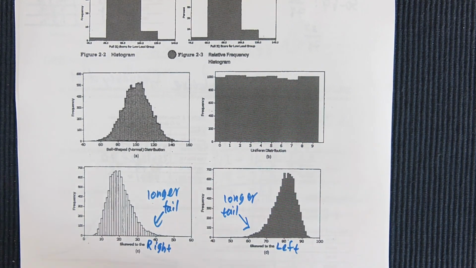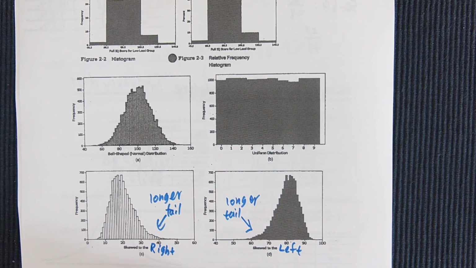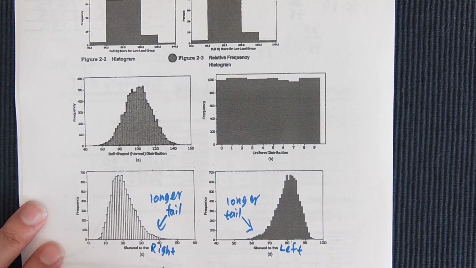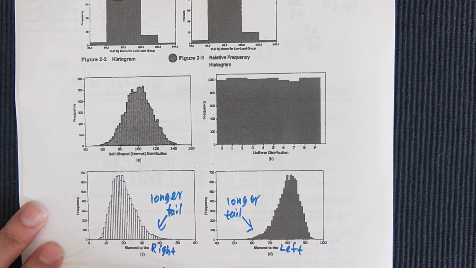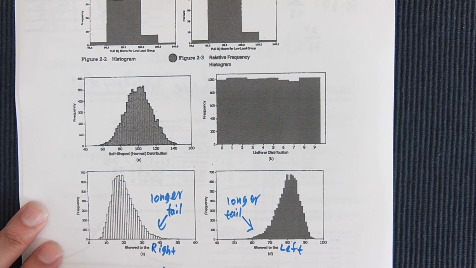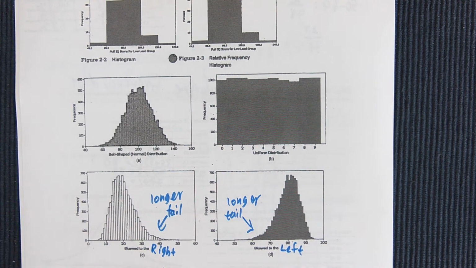So a distribution is skewed, S-K-E-W-E-D, if it is not symmetric and it extends more to one side than the other. And again, data skewed right have a longer right tail, and skewed left if there's a longer left tail.